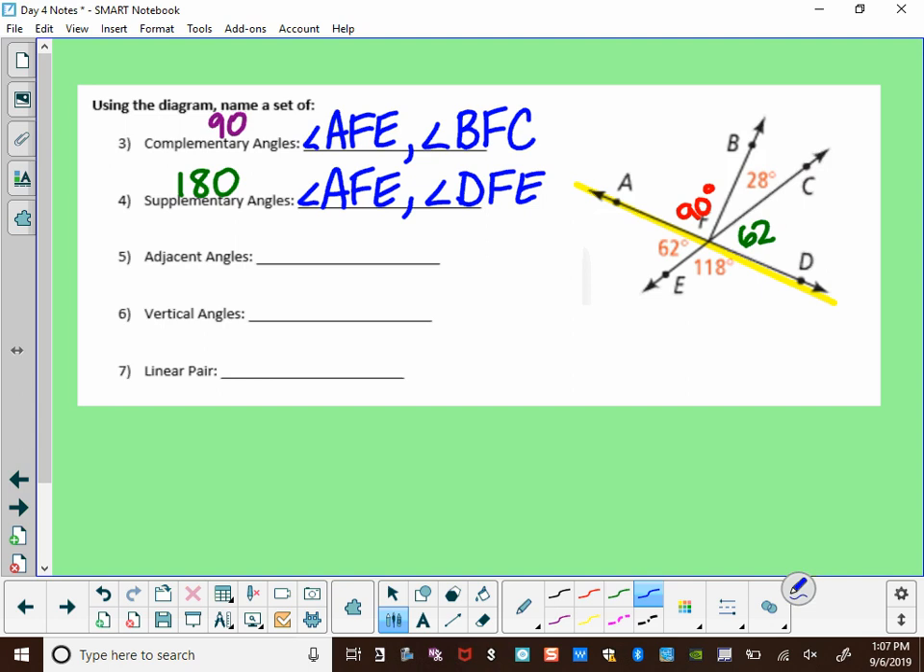All right, adjacent means side by side. They're right beside each other. You could pick any two angles. It doesn't add up to anything. So let's do CFD, like this one here. What's next to that purple angle? DFE or EFD, either way. You can flip them. Okay? Yep, that's the middle, or the vertex.